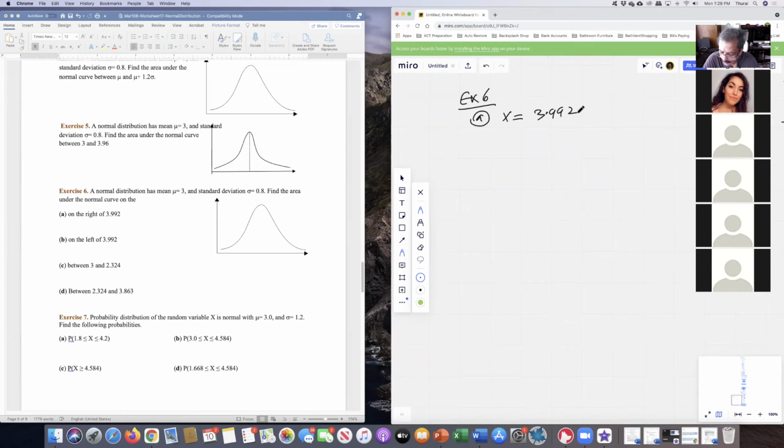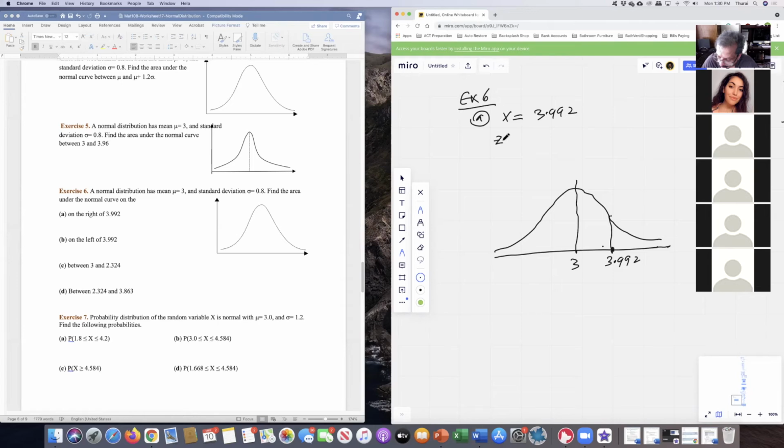So first I have to figure out what the z is. And also on the normal curve, you need to figure out where it is. So drawing the normal curve on the side is helpful. The mean is here. What is the mean? 3. So 3 is here. So 3.992 is on the right side, and somewhere here you can mark that there. To be able to figure out the area between 3 and 3.992, that's the only area we can figure out from the table. To do that, I need the z-score for that.